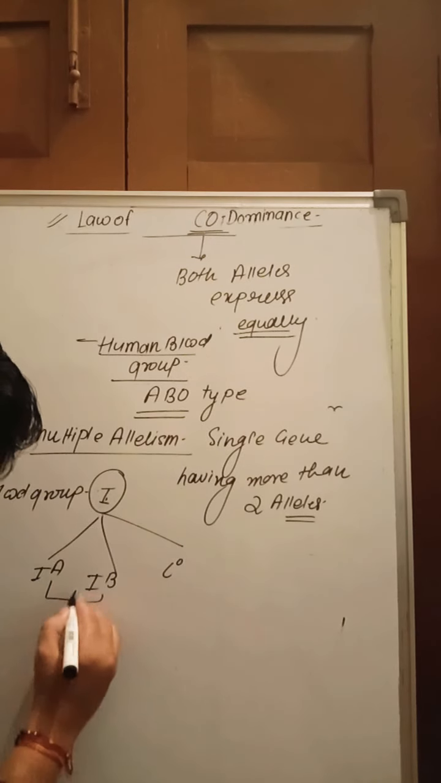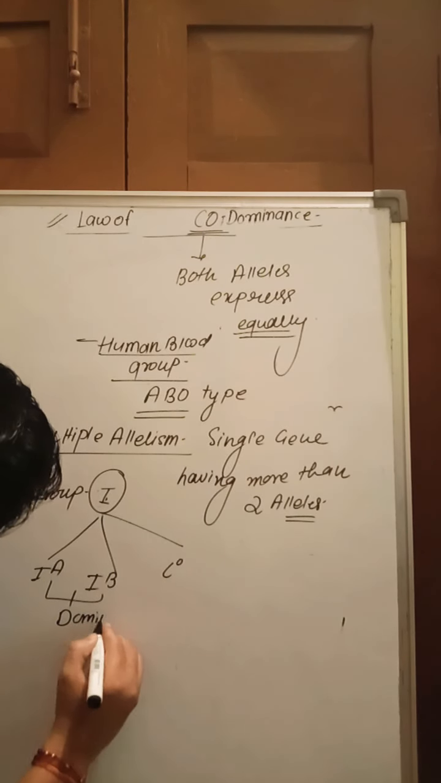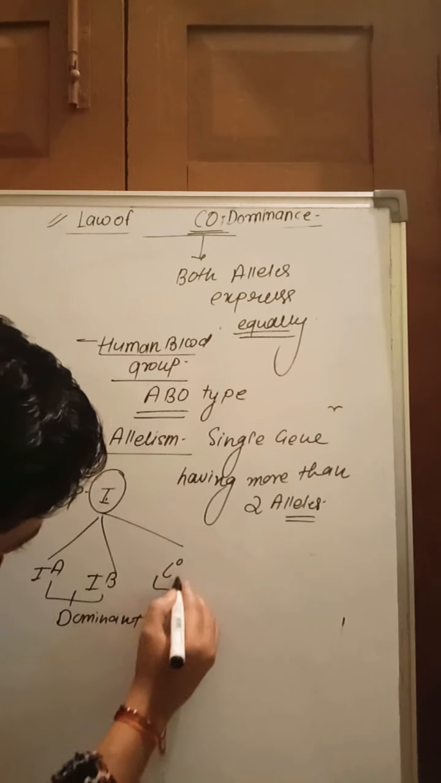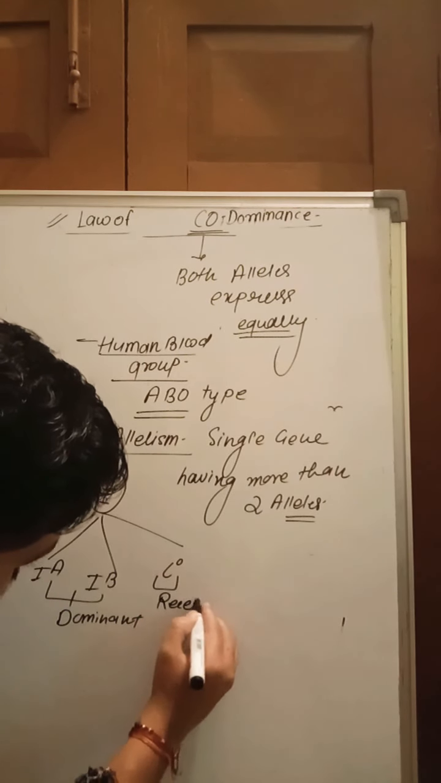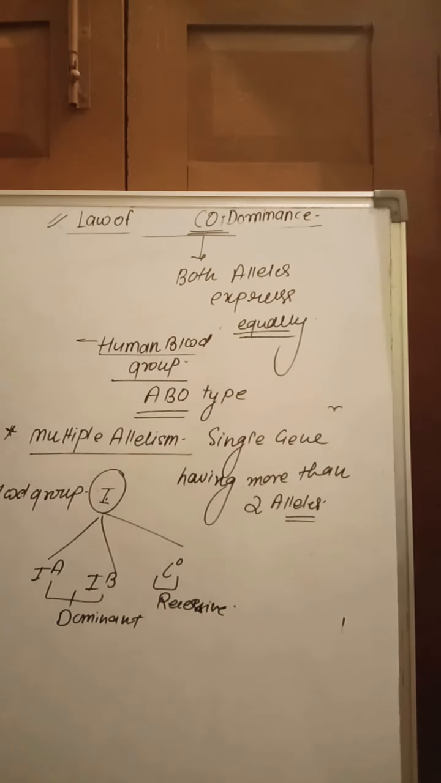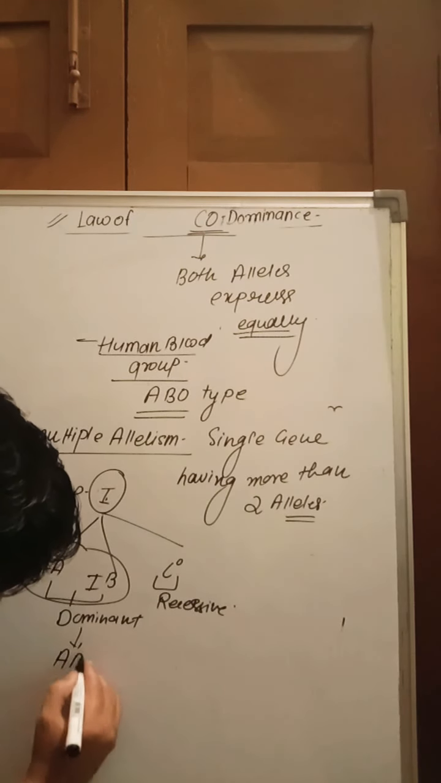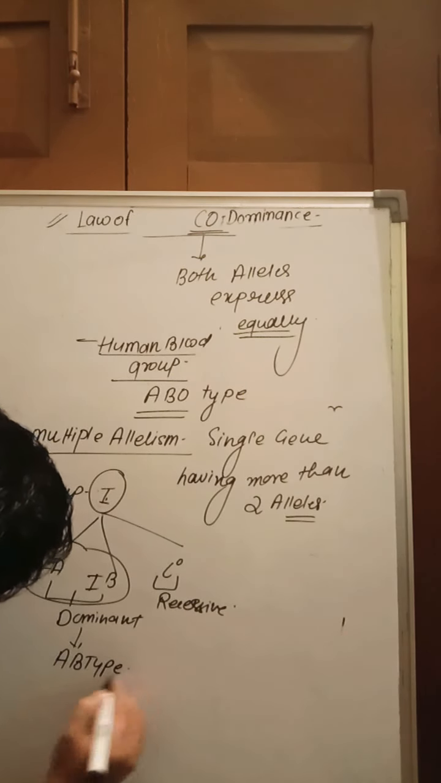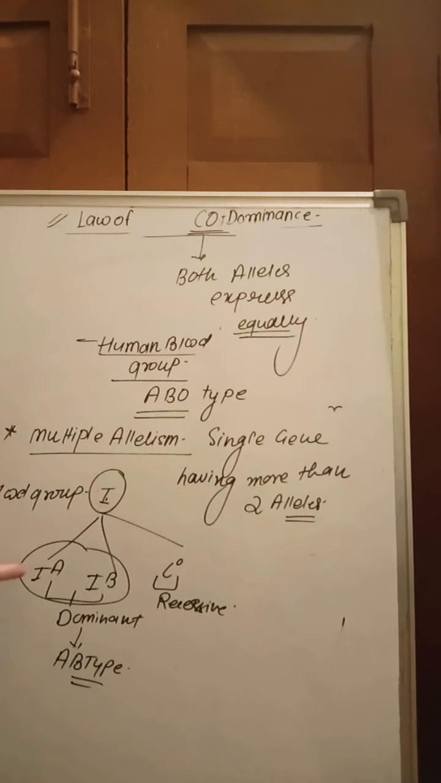These 2 alleles, IA and IB, are dominant, and this one, IO, is recessive. Understand? This one is recessive. When these 2 are present together, the blood group will be AB type. So these 2 express equally in the phenotype. The blood group is AB type. That's why it's an example of codominance, the human AB blood group.